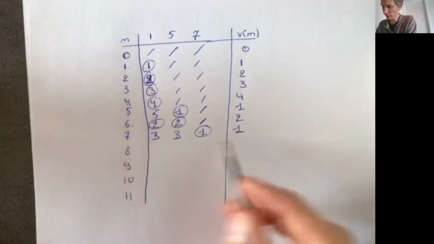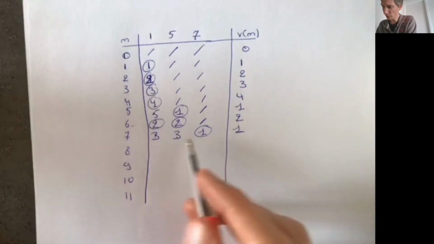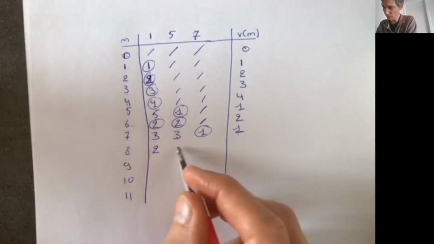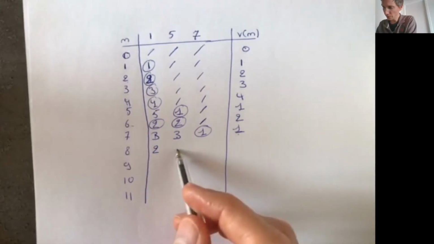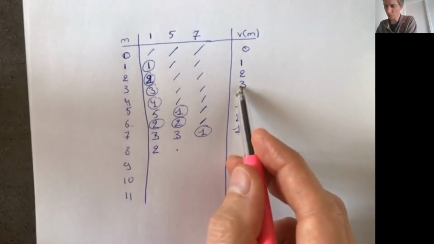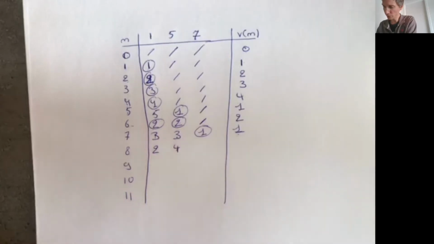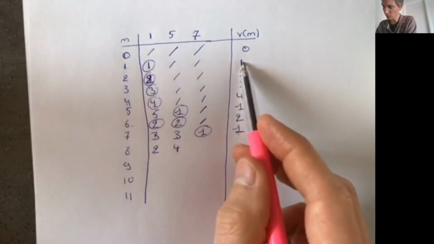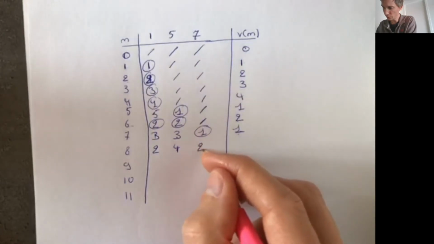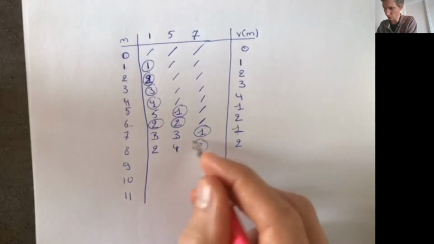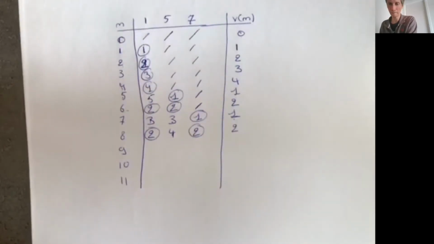Alright, so for 8, if I use my 1 cent coin, I still need to repay 7, which I can do with 1 coin, so I have 2 in total. If I use the 5 coin, I still have to repay 3, for which I use 3 coins, so this will make me 4 coins in total. If I use a 7 coin, I still need to repay 1, which is 1, plus a 7 coin, which is 2. So I use the minimum of 2, 4, and 2, which is 2 coins in total.